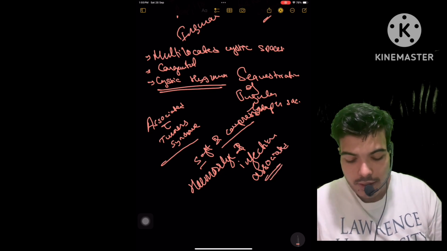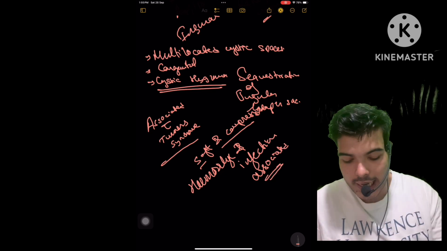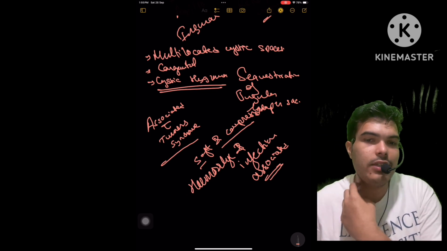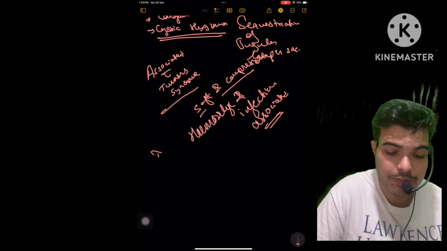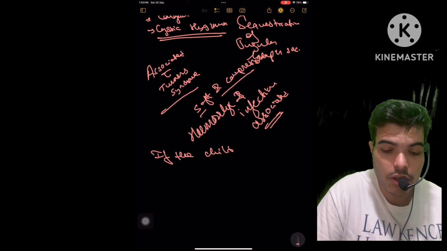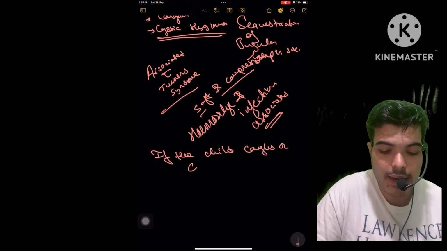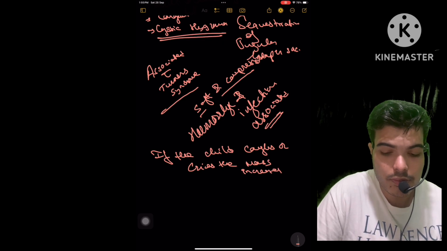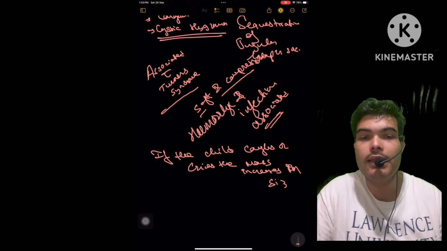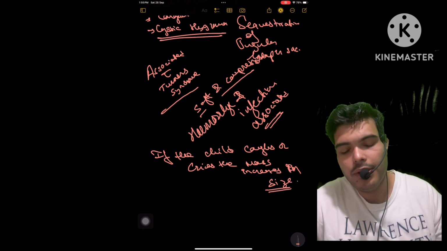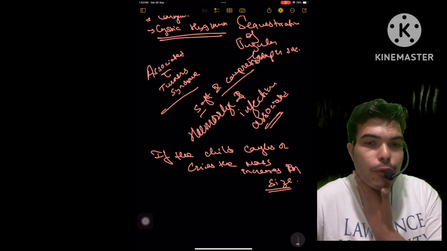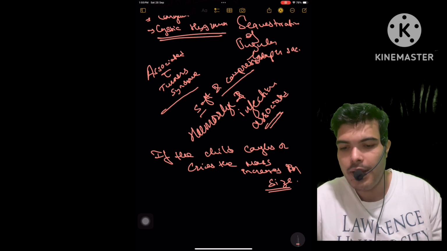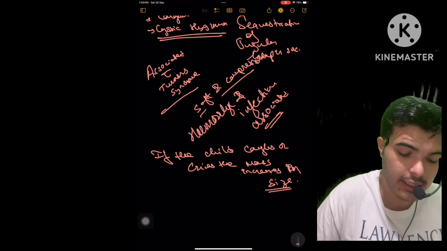Now remember, if the child coughs or cries, the mass increases in size. Next thing you need to remember is the overlying skin. It may be blue or it might be normal. I told you that this is brilliantly translucent.